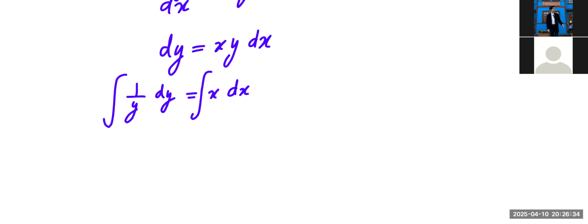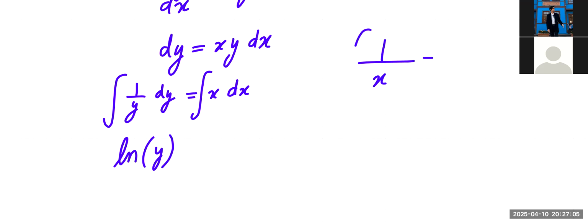Now, what's the integral of 1 over y? I would usually picture that as 1y to the power of -1. Could I do that? That would normally be a good idea, but for the special case of 1 over y, you cannot use the reverse power rule. It's a special case. 1 over anything is the natural log of that something, unless it's powered. So remember that the integral of 1 over x is the natural log of x.